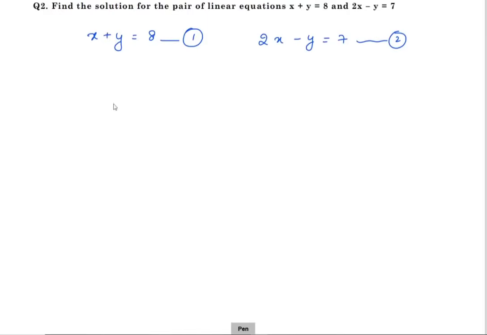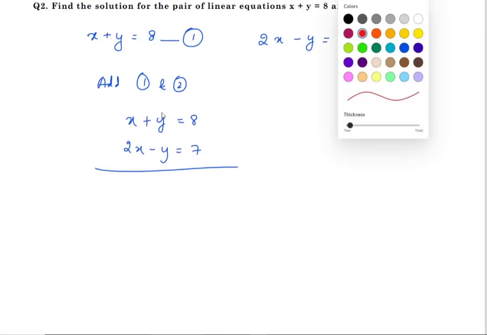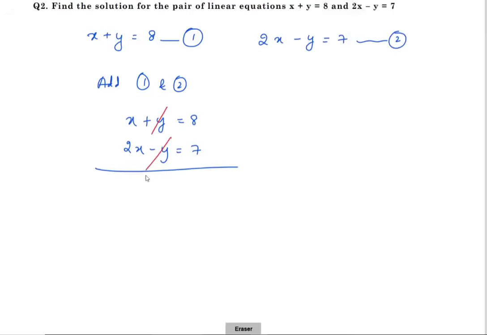So I'll add equation 1 and 2. What will I get? x plus y equals 8 and 2x minus y equals 7. If we add equations 1 and 2, what happens? Plus y minus y will cancel out. What you get is x plus 2x is 3x equals 8 plus 7 is 15. Now x equals 15 by 3. x equals 5. We got the x value as 5.